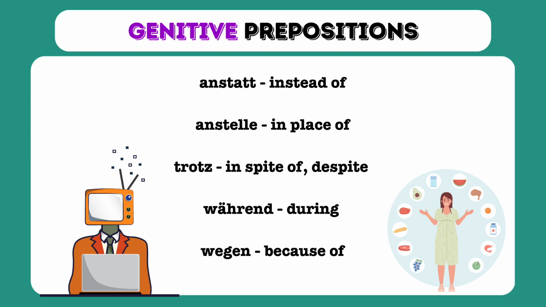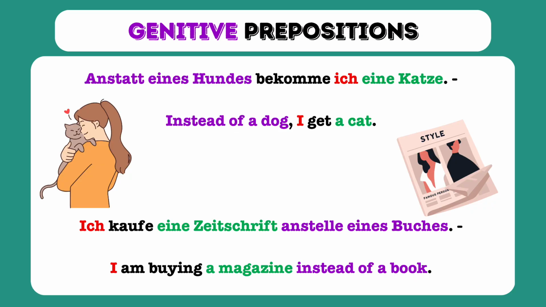It should be noted, however, that wegen and während are often used with the dative case instead, especially in conversational German. Technically speaking, this is incorrect, but it's becoming so common at this point that it's really hard to say that it's still incorrect. Let's try some examples.